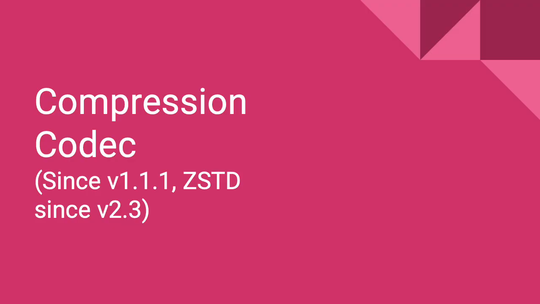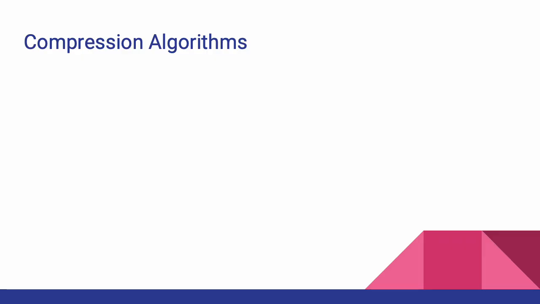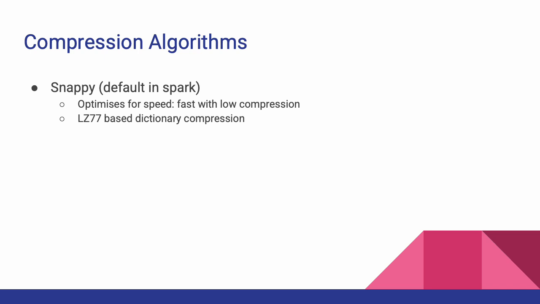Now the other room for optimization is the compression algorithms. There are a lot of compression algorithms which are supported, and the flexibility of using a compression codec has been there since the early release of Spark. And quite recently, since Spark 2.3, Zstandard has also been added, which happens to be one of the modern compression algorithms.